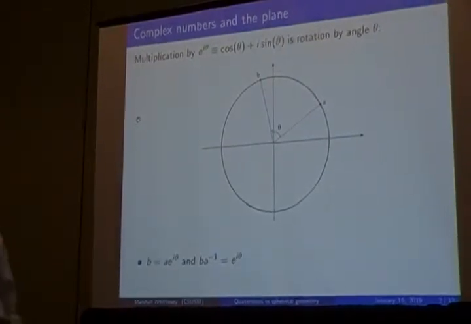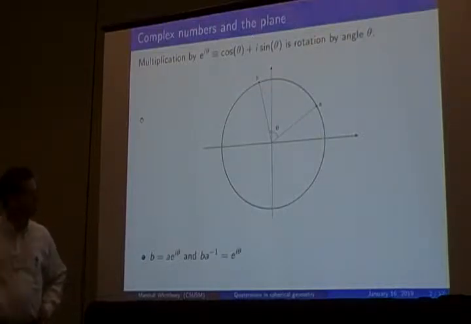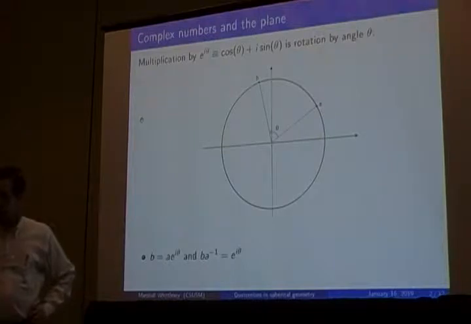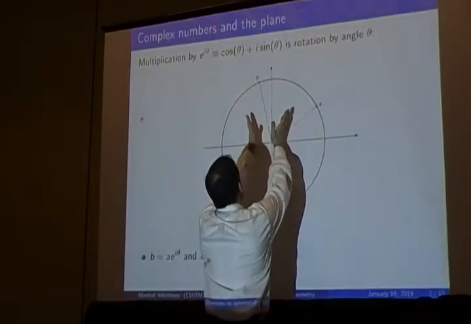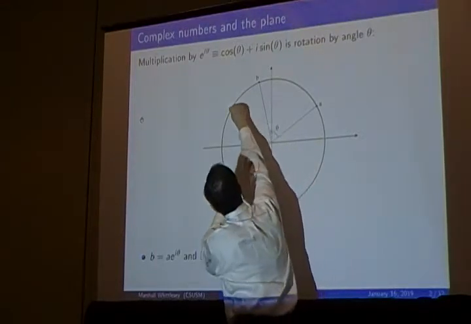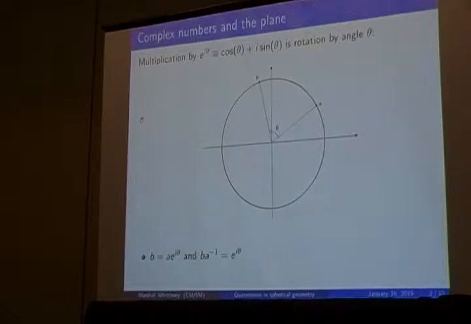So B is A times e to the i theta, and if you divide by A, then you can write that as B A inverse equals e to the i theta. And there's nothing special about the placement of A and B. They are of the same norm, but if I had this whole situation rotated a little bit, and A were here and B were there, then still B A inverse would be e to the i theta. So I'd like to see in a few minutes how this can be generalized to 3 dimensions using quaternions.